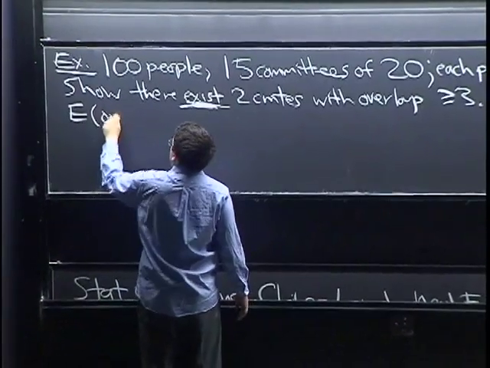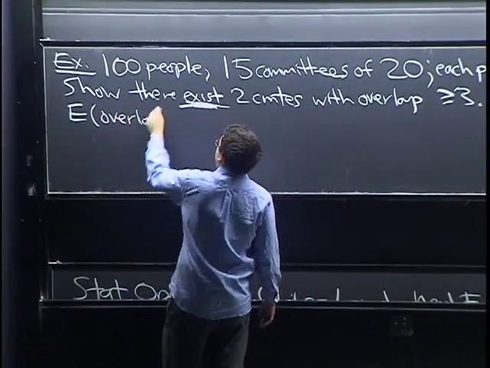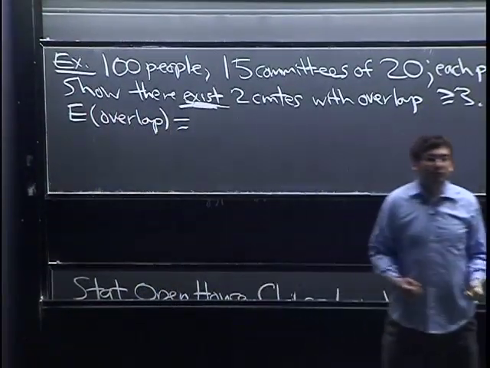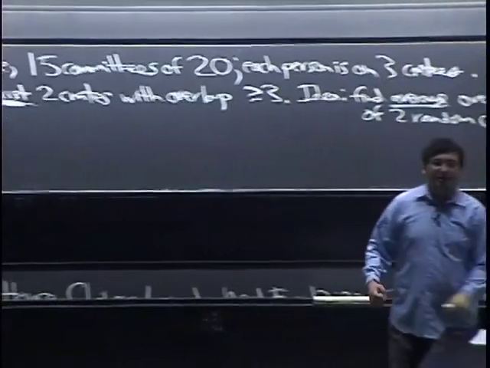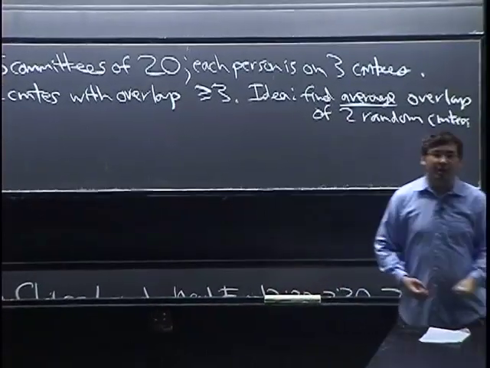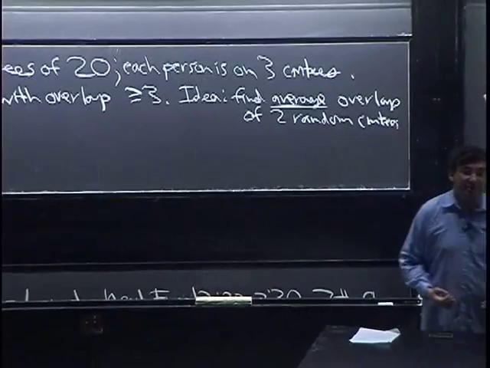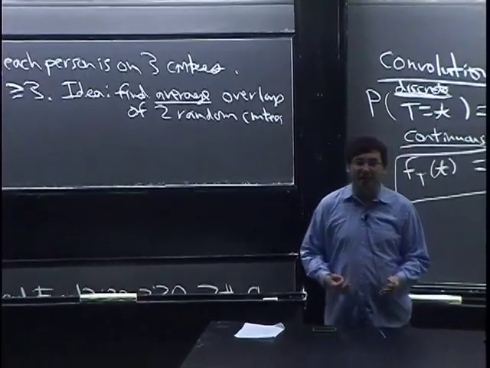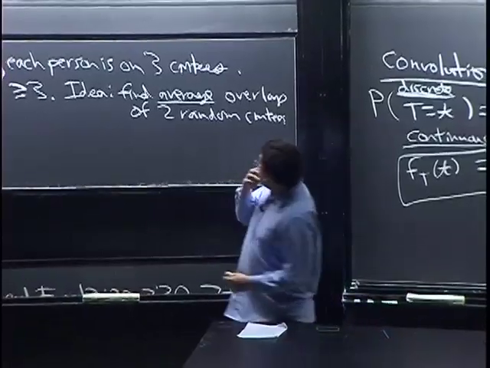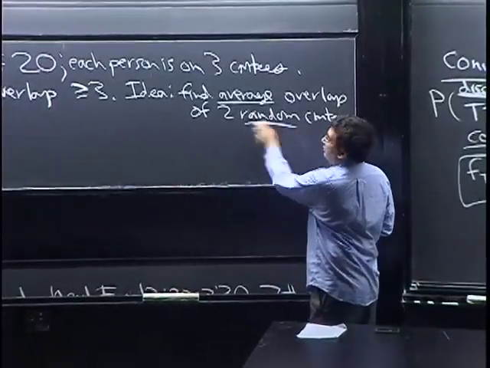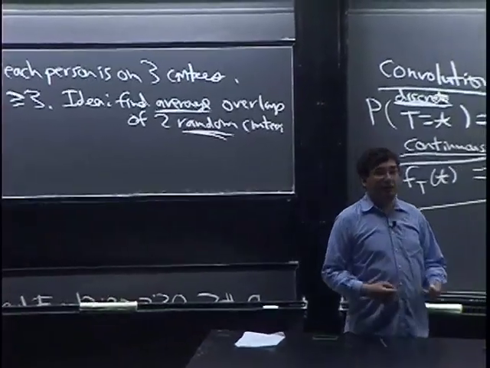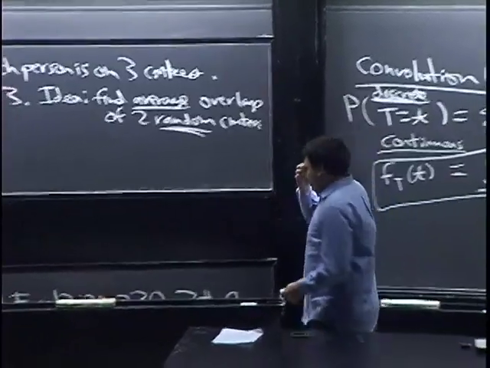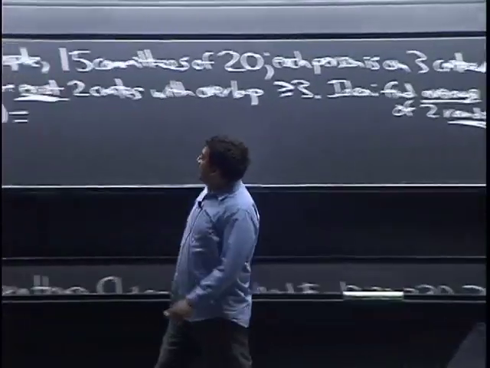You can make up some fancy notation, but we're just picking two. We're assuming that we have this fixed assignment of who's on what. We have specific people with names, and so-and-so is on this committee, and so-and-so is on this committee, and so on. That's not random. Our randomness is because we're choosing two random committees, okay? And we want the expected overlap of those two committees. So how do we do that?